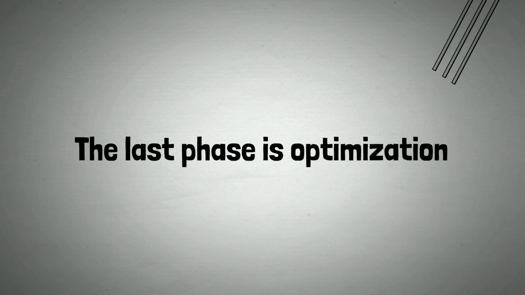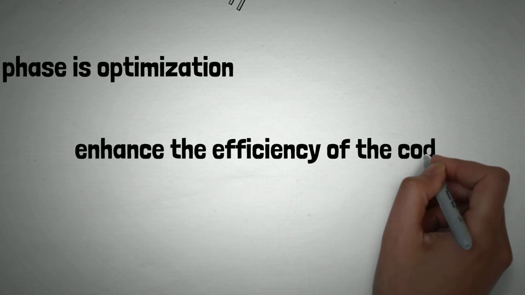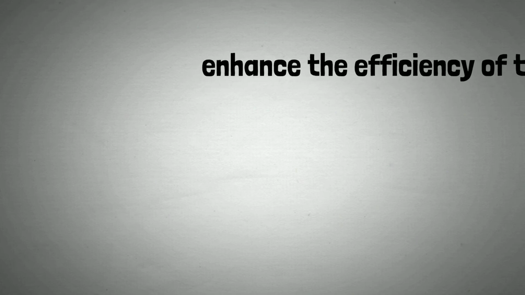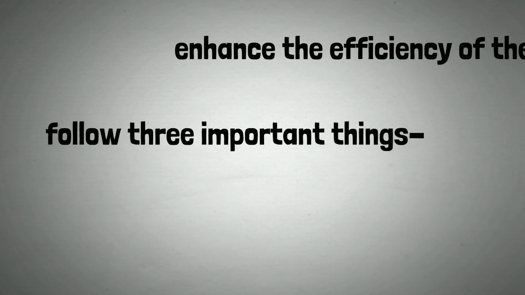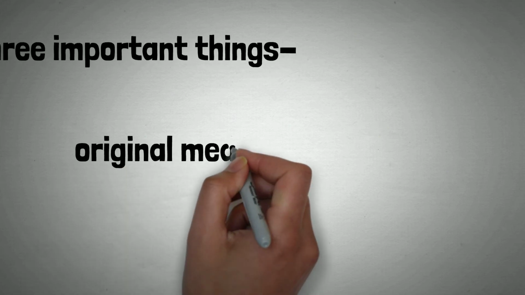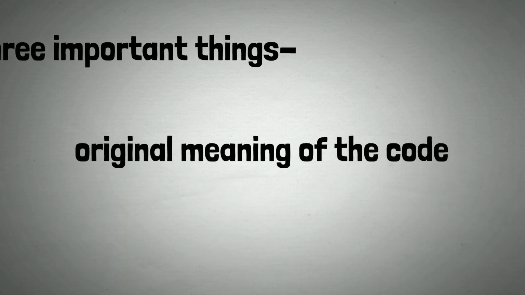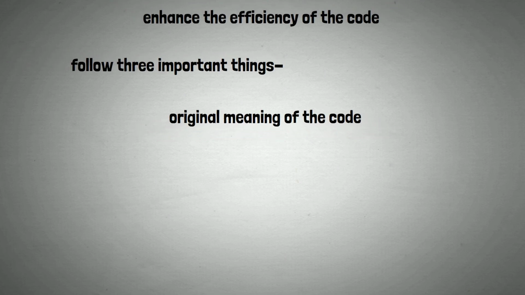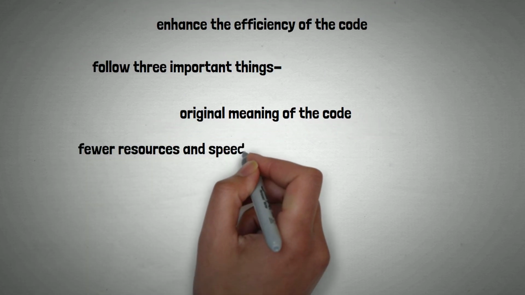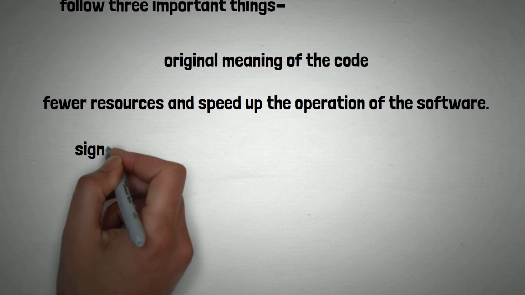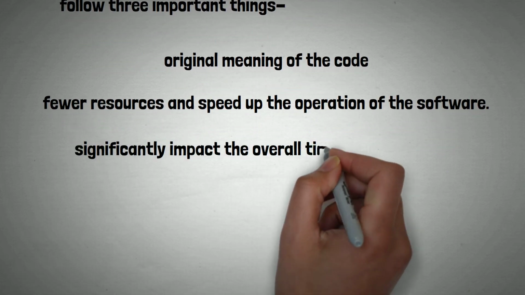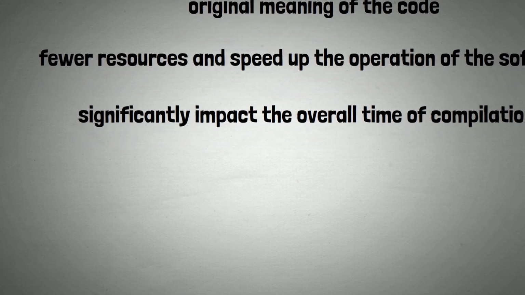In this phase, the compiler uses a number of ways to enhance the efficiency of the code. The optimization process should follow 3 important things. 1 is the resulting code can't change the original meaning of the code. Second is optimization should use fewer resources and speed up the operation of the software. Number 3 is that it should not significantly impact the overall time of compilation.